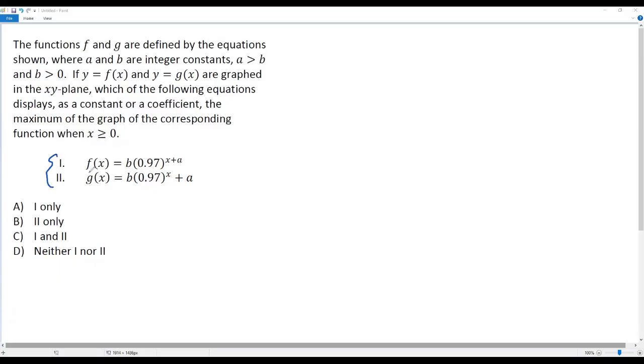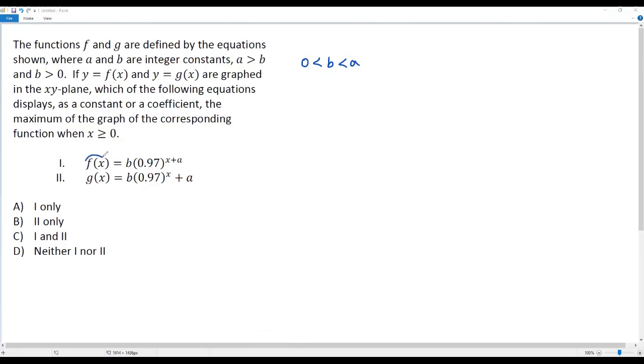Here we have two functions f of x and g of x. In these two functions, we have to find one or both where the maximum value of the function is displayed either as a constant or coefficient. Let me consider the information we have over here. A and b are integer constants. A is greater than b and b is greater than 0. Let's write these two inequalities together. That is 0 less than b less than a. That is both a and b are integers and both of them are greater than 0. That is both a and b are positive integers.